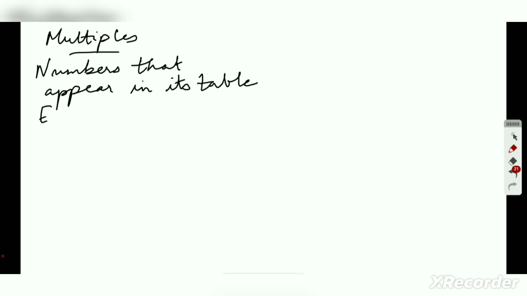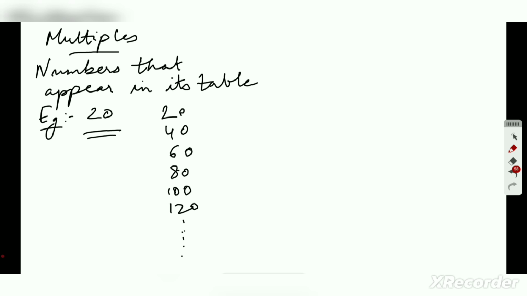Again, I am taking the example of 20. Tell me the numbers that appear in the 20 table. 20 ones are 20, 20 twos are 40, 20 threes are 60, 20 fours are 80, 20 fives are 100, 20 sixes are 120 and so on. So these are the multiples of the number 20. That is, the numbers which appear in its table are the multiples of the given number.